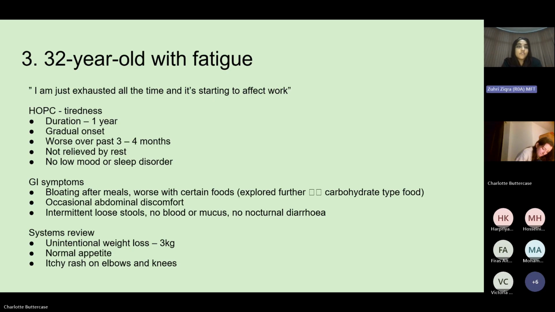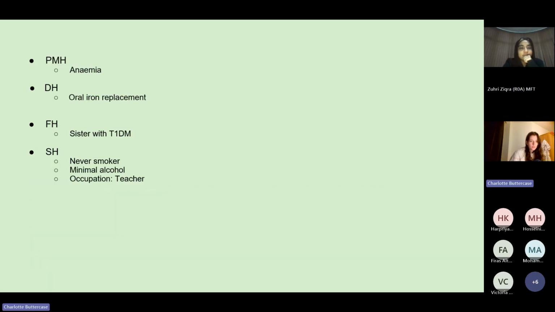If we move on to past medical history or whatever that I've missed out. Sorry, it's not moving for me for some reason. Oh, it's just my Teams, I think. Let me just do it manually. There we go. Yeah, perfect.